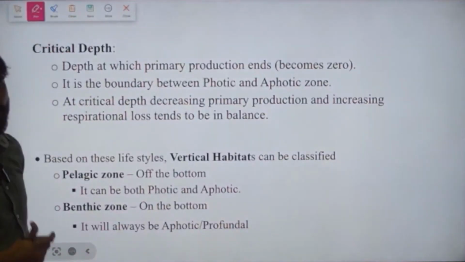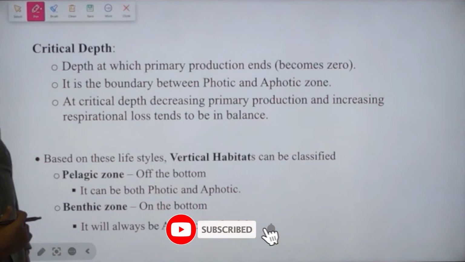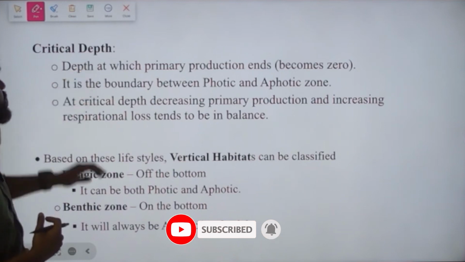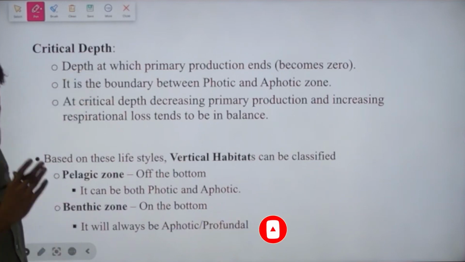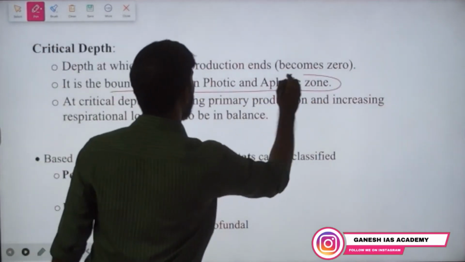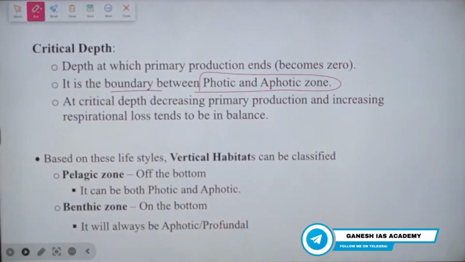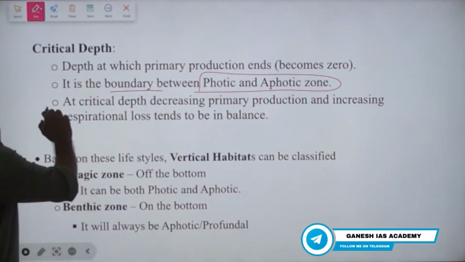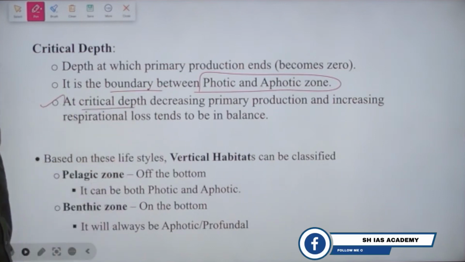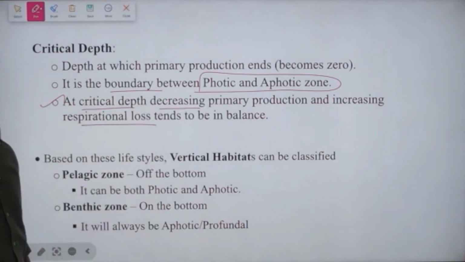Next is critical depth. What is critical depth? That 1200 meter distinction that we are making, right? That is called critical depth. So the depth at which primary production ends or becomes zero is called critical depth, and it is the boundary between photic and aphotic zone. At critical depth, decreasing primary production and increasing respirational loss tend to be in balance.